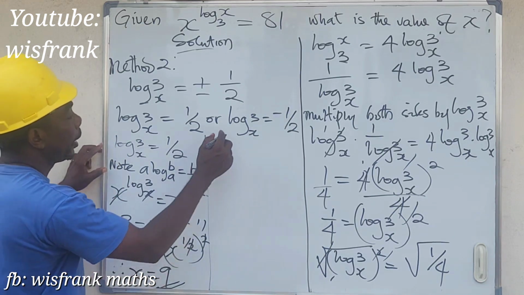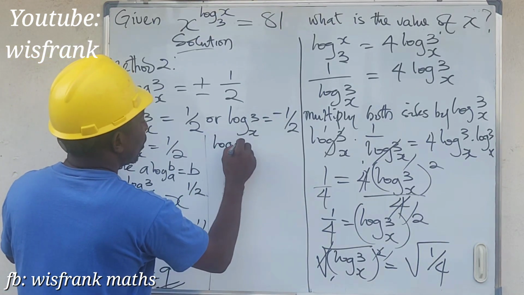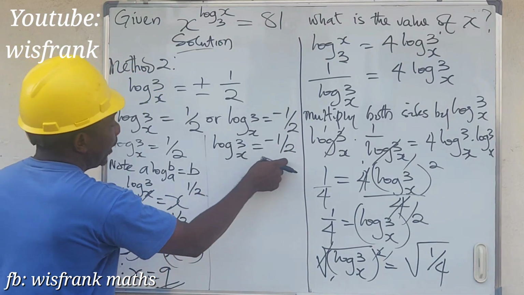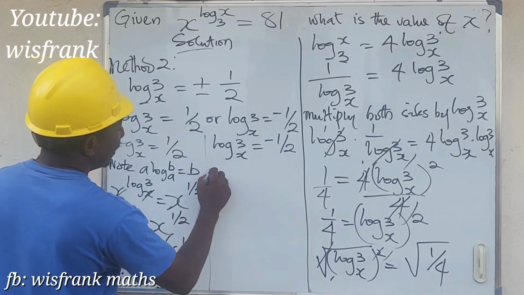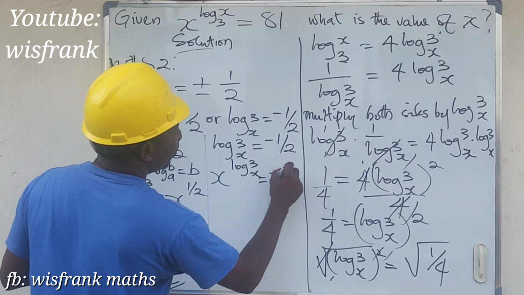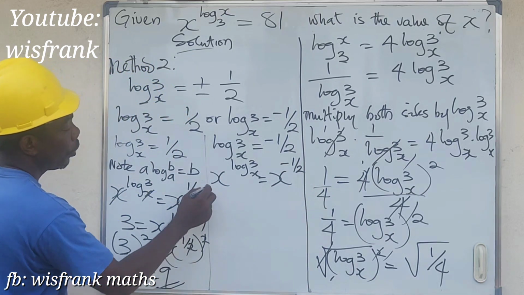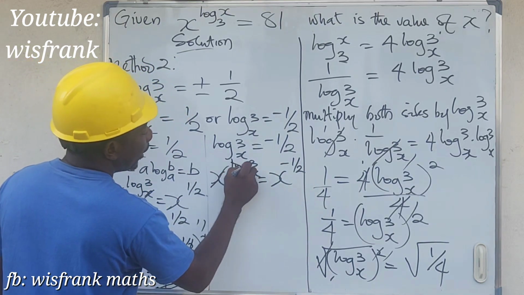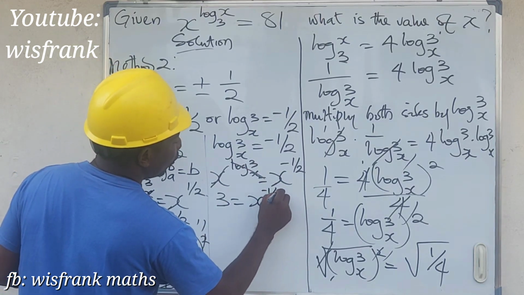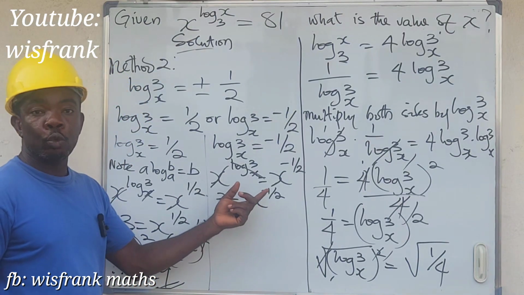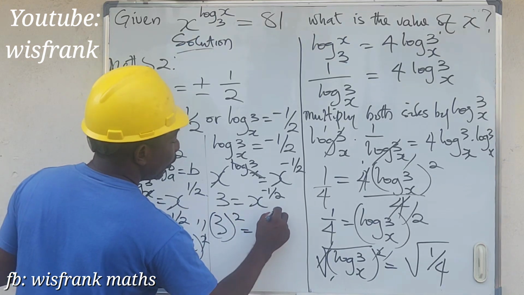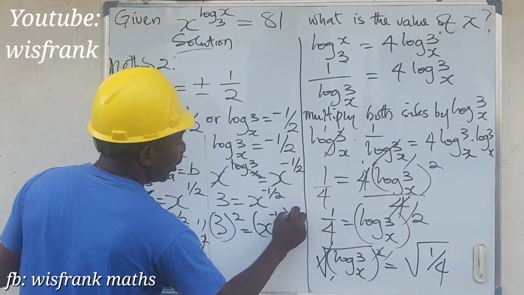So the second one that we had, log 3 to base x equals minus 1 all over 2. Applying the same rule here, we have x to the power of log 3 base x equals x to the power of minus 1 all over 2. So here, x will cancel, and we have 3 equals x to the power of minus 1 all over 2. With the same method, we apply square to both sides. So this will become 3 all to the power of 2 equals x to the power of minus 1 all over 2, all to the power of 2.